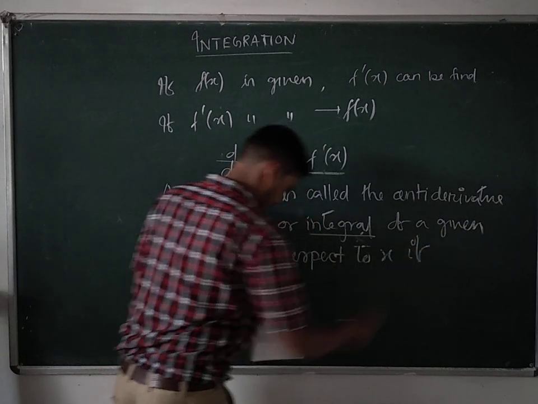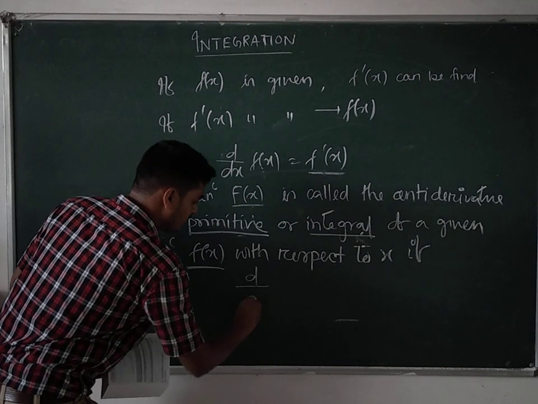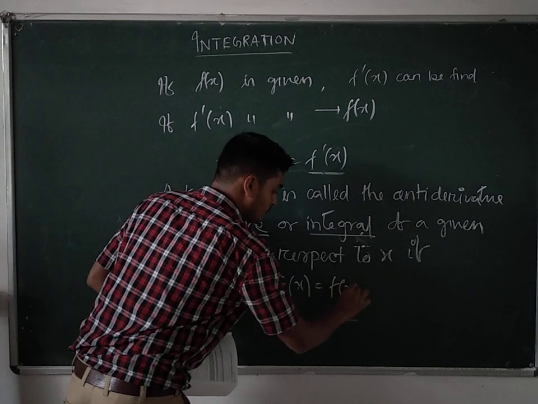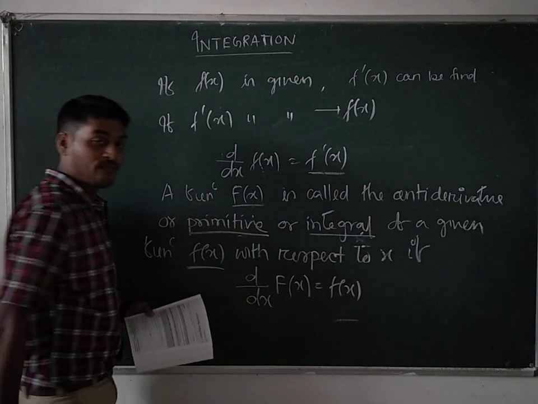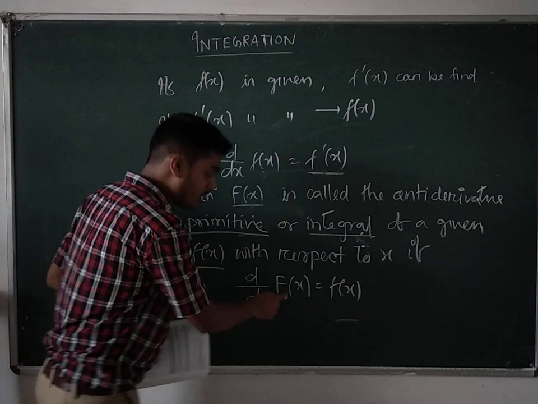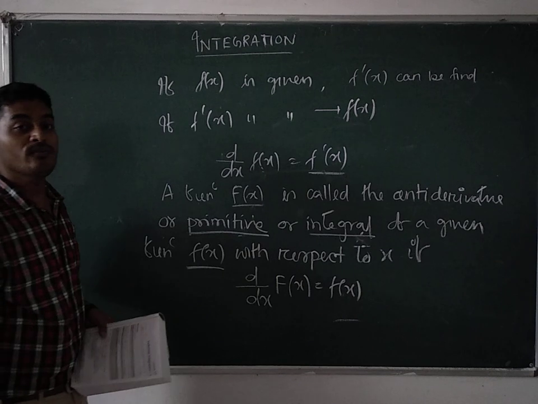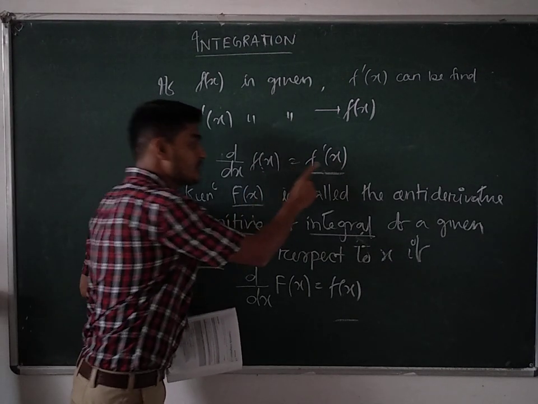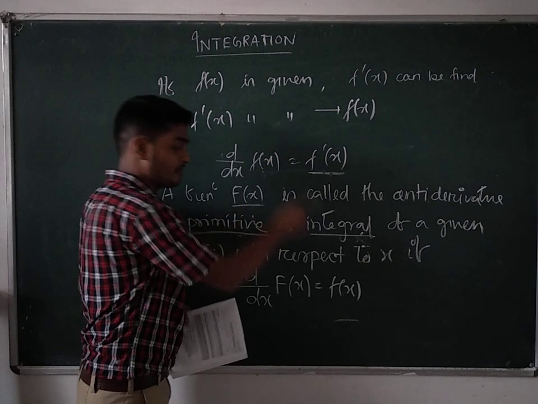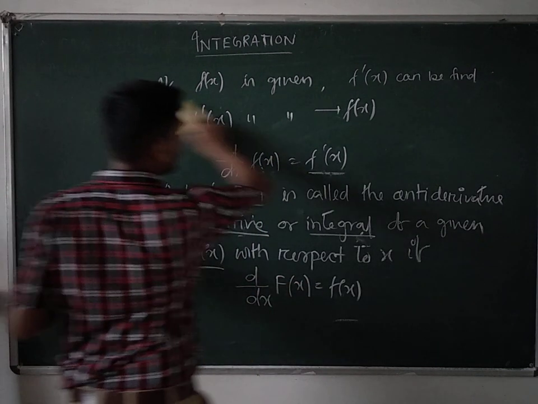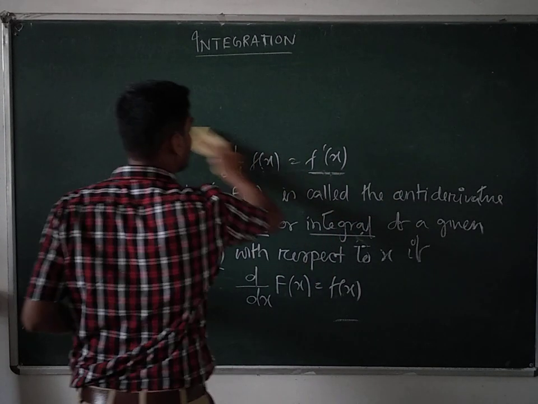If d/dx of capital F of x equals f of x, then small f of x is the derivative of capital F of x and capital F of x is the antiderivative of f of x. It is good to understand this: this one is the derivative and this one is the antiderivative.